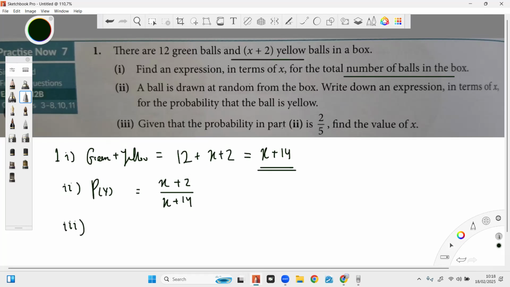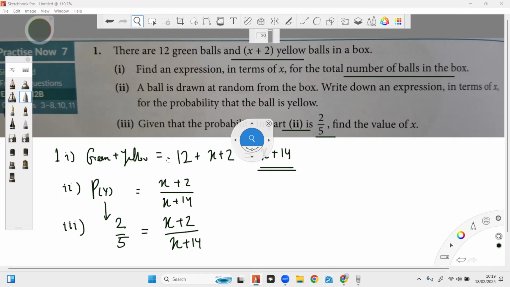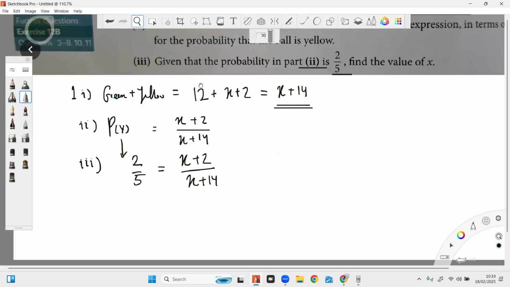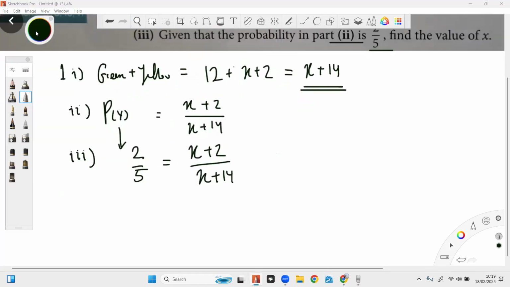Part 3. Given that the probability in part 2 is 2 over 5, find the value of x. So 2 over 5 equals x plus 2 over x plus 14, or x plus 2 over x plus 14 is 2 over 5. You can do either way. What next? How do you find x? Cross multiply, that's the smart way.